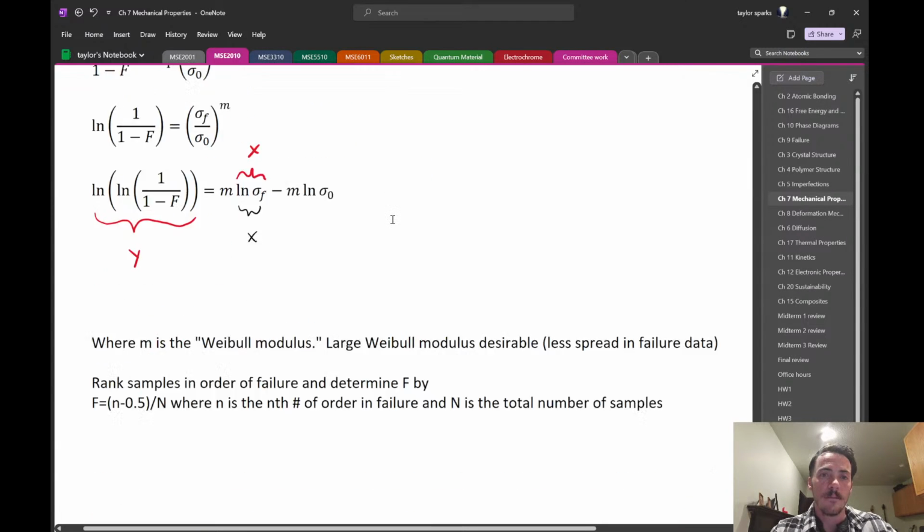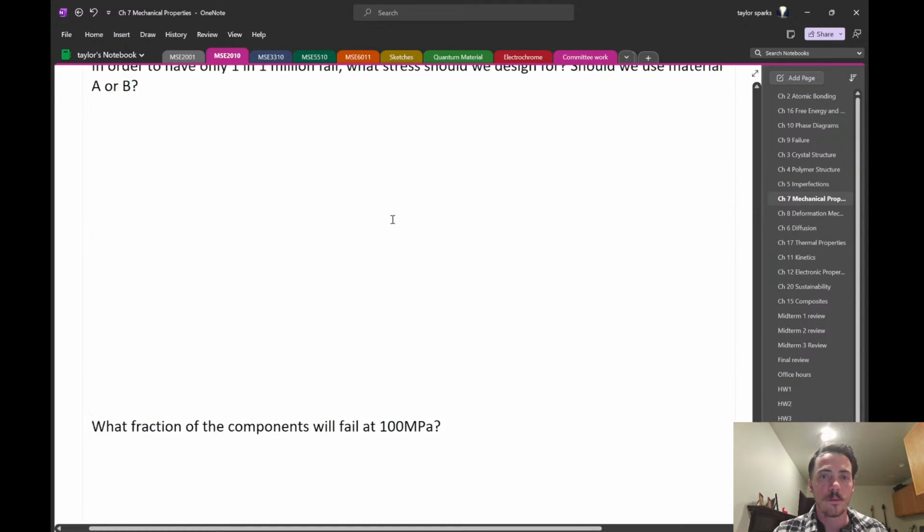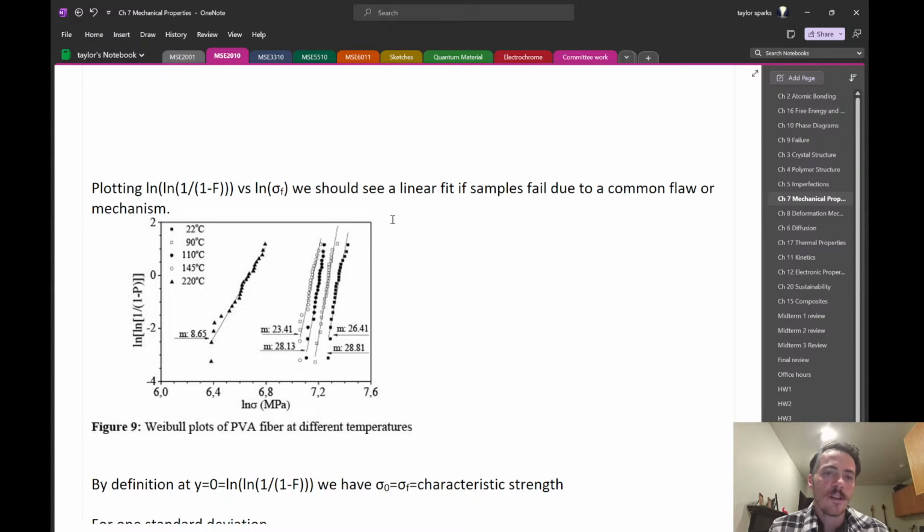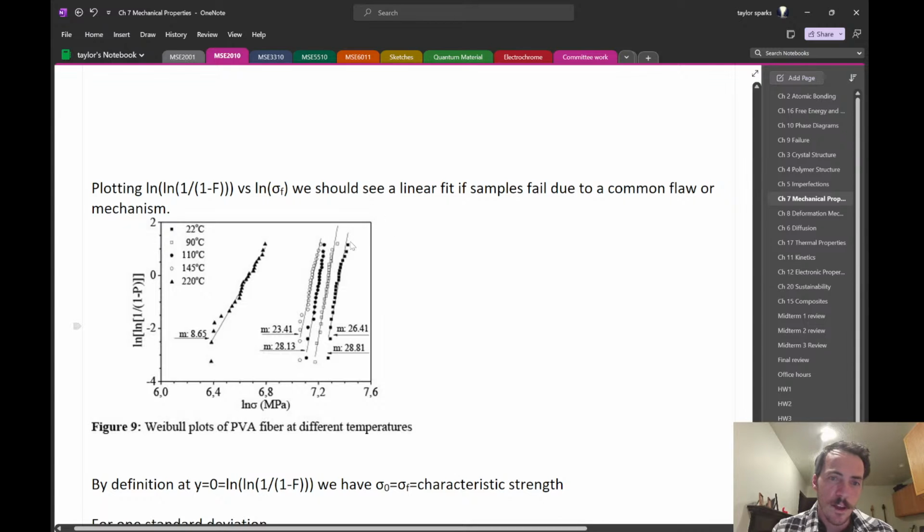So we gave you some examples of this on a homework. You worked this out. Here's an example from the literature where they took PVA fibers and they tested them at different temperatures. And at each temperature, you can see all the different data points from actual experiments. You see how they line up, they're mostly linear equations, right? A linear fit can be obtained.